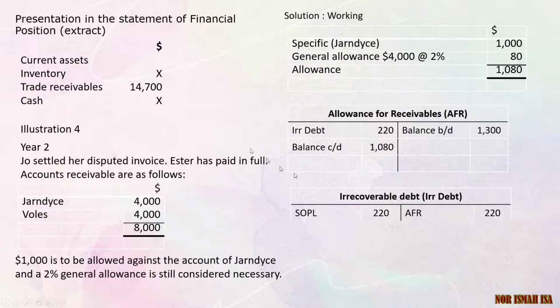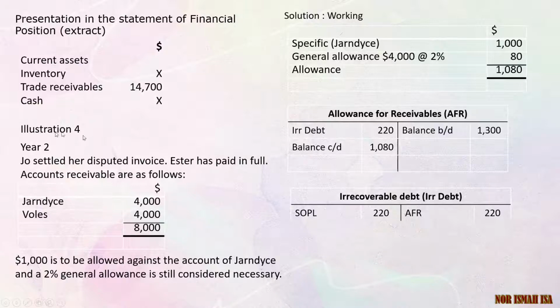This is a presentation of the statement of financial position for the previous example with Joe. So after we made the estimate for allowance for receivable, which is 1,300, what we are going to report in the statement of financial position is not 16,000 for the trade receivable. We just report 14,700, which is 16,000 less the 1,300 allowance. Now let's go to year 2.